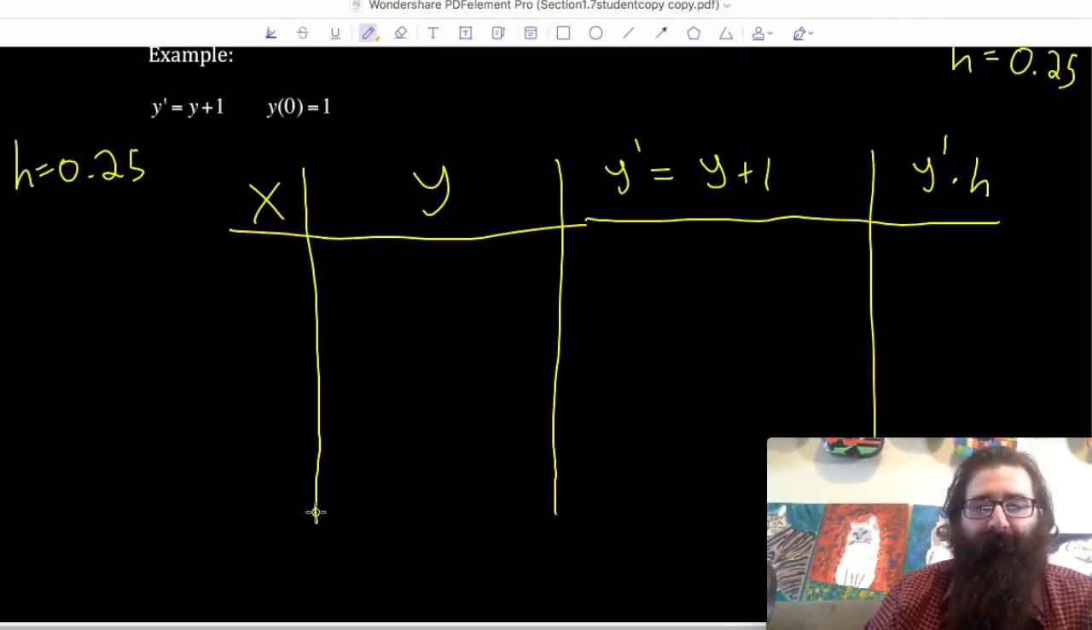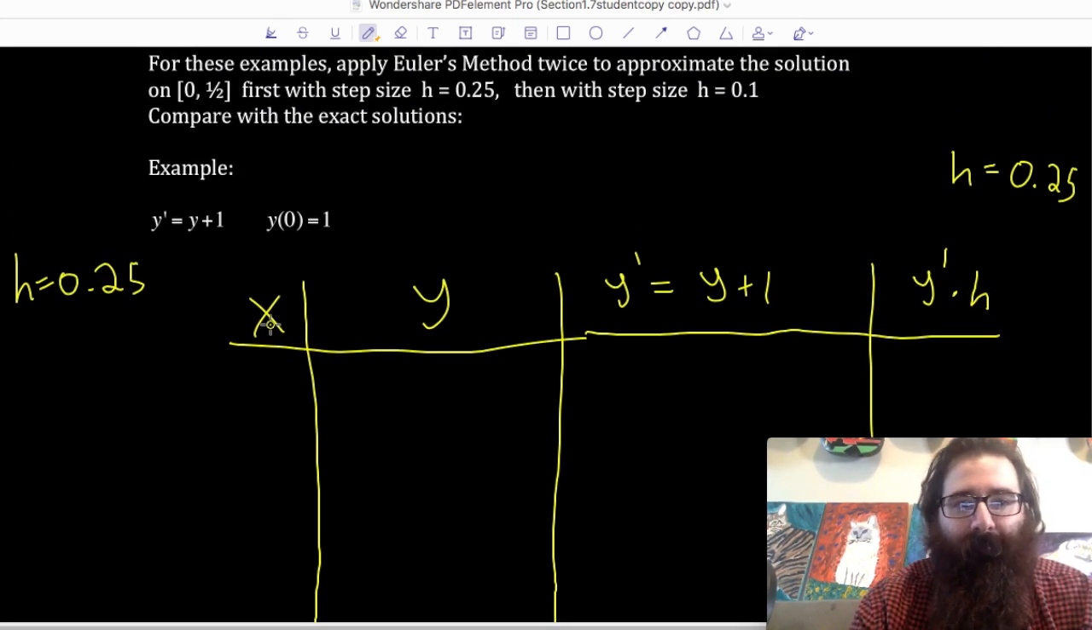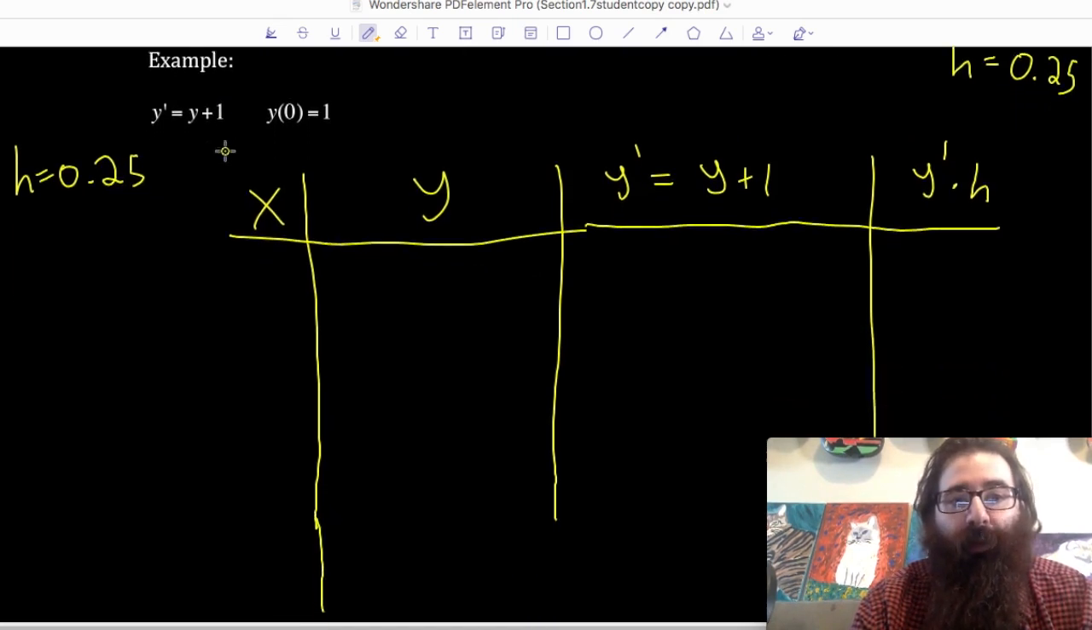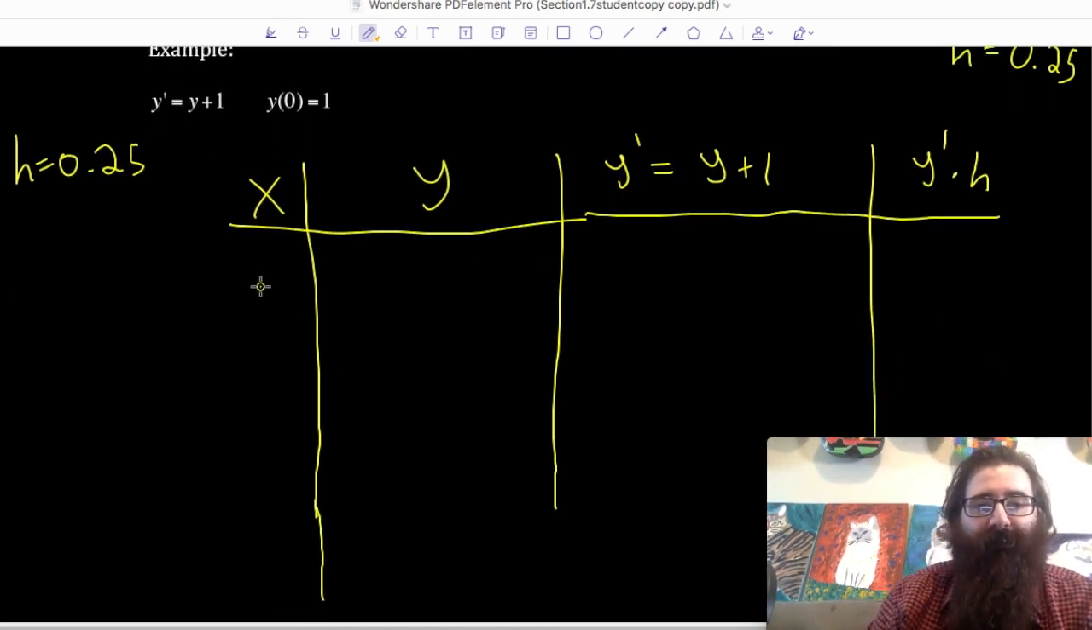Now, I said I like to fill out the x column first. We're told that the interval that we're going to be looking at for both iterations of the same problem is the interval from 0 to 1/2. So x is going to start at 0. And then to get to the next x value, I want to add the step size. So 0 plus 1/4 gives me 1/4.